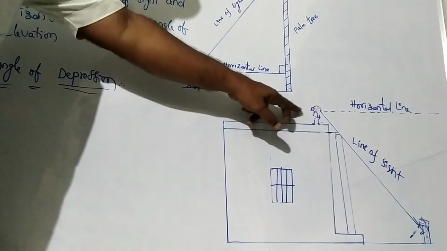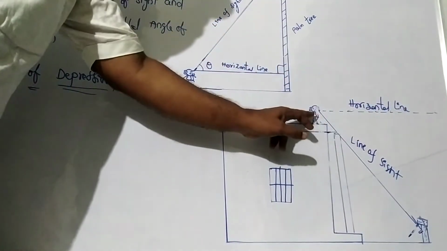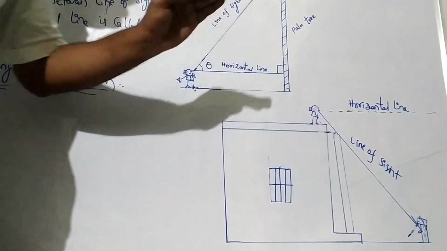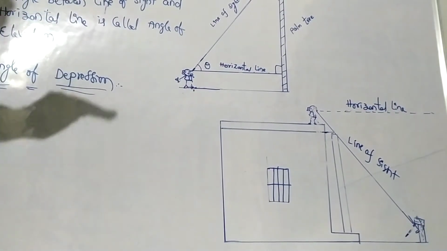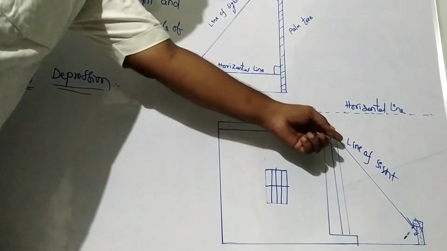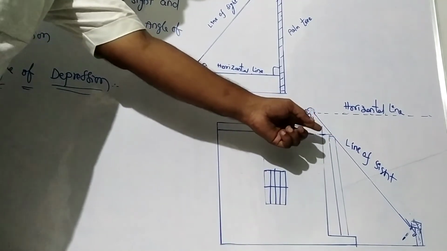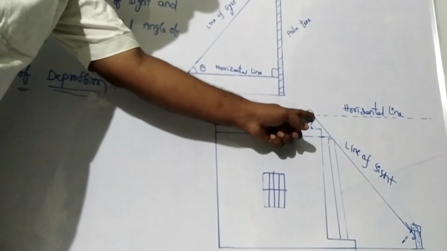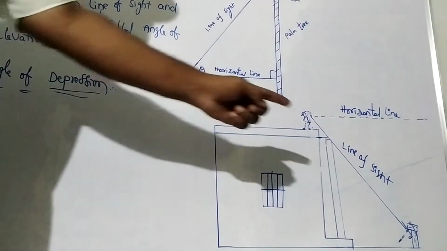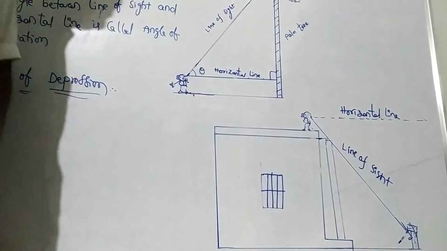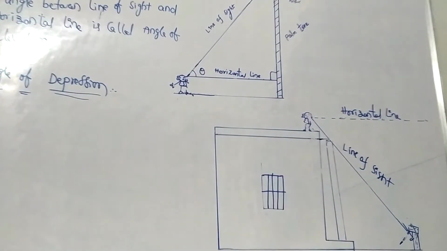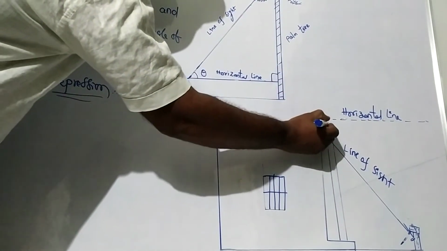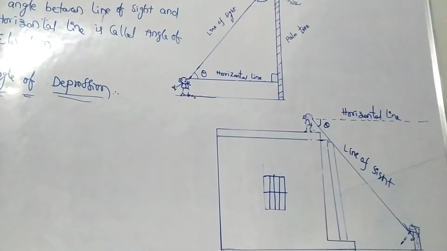In this case, this is the horizontal line and this is the line of sight. The horizontal line is always parallel to the earth. And this is the line of sight. Line of sight means the line segment joining from the eye of the girl to the bore well or object. So that is called line of sight. So in this case, the angle between the horizontal line and line of sight.